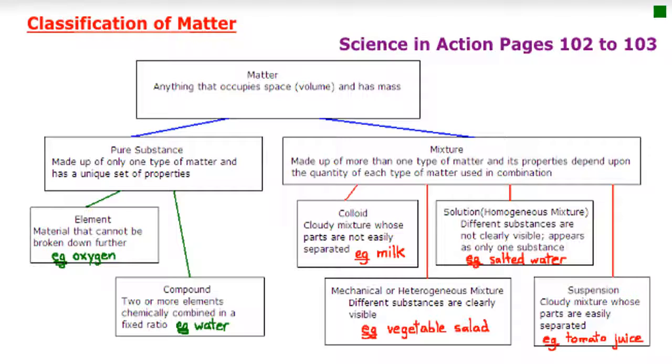Okay? So there are different classes of mixtures. One's called a colloid. The colloids are a cloudy mixture whose parts cannot be easily separated. Solution, homogeneous mixture. Different substances are not clearly visible. It appears only as one substance. So a good example of a homogeneous mixture would be salted water. Then there's the mechanical or heterogeneous mixture. So a really good example of that is vegetable salad, or a cookie, for example. That's a mechanical mixture. Suspension is just the substances are easily separated.